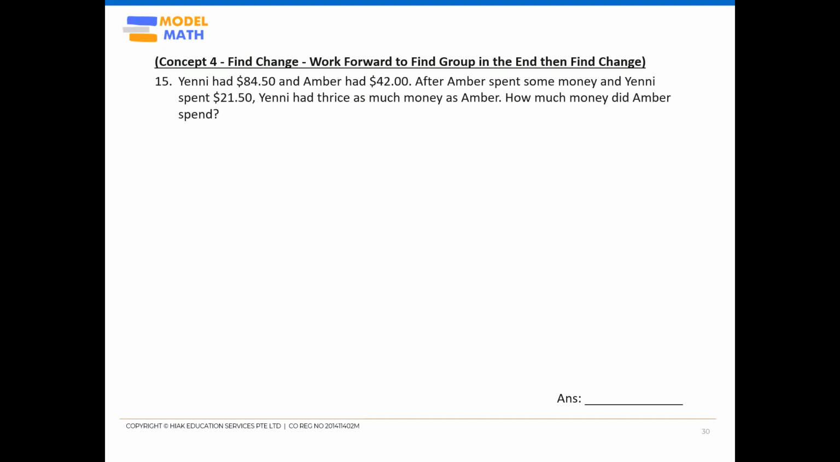All right, so we're going to record down our information in before change after format first. Let's start off with the before. Before, I do not need any model because I have the money already provided. Just need to list them down like this. Now we go on to the change. The change is that Amber spends some money. So draw an arrow. Amber minus question mark, because I don't know how much she spent. For Yenny, she spends $21.50. So Yenny minus $21.50.